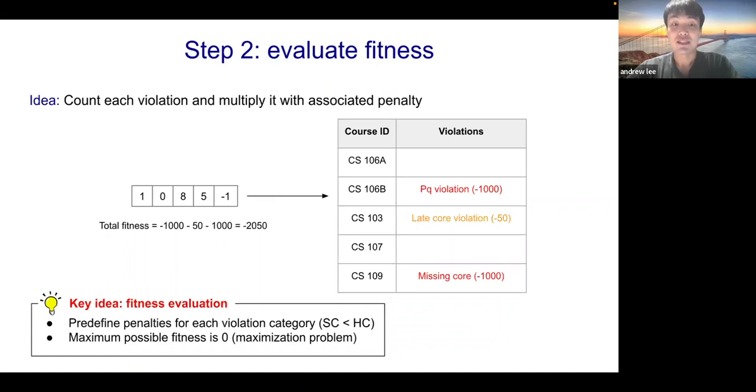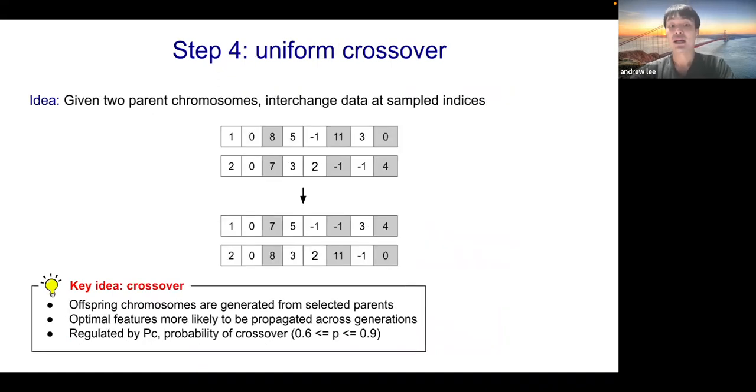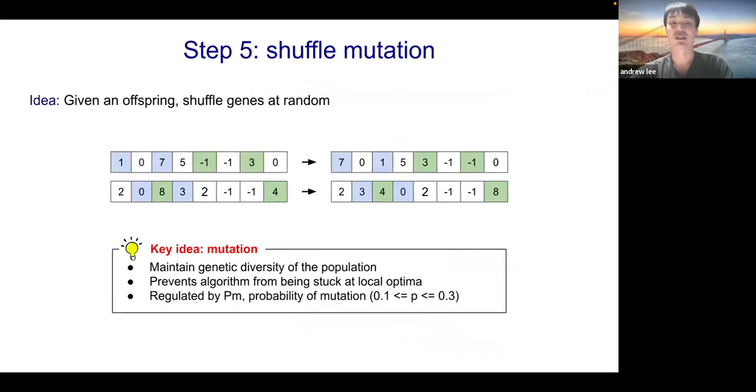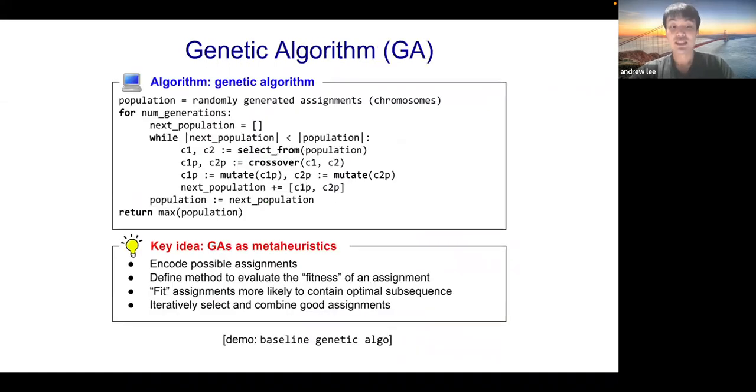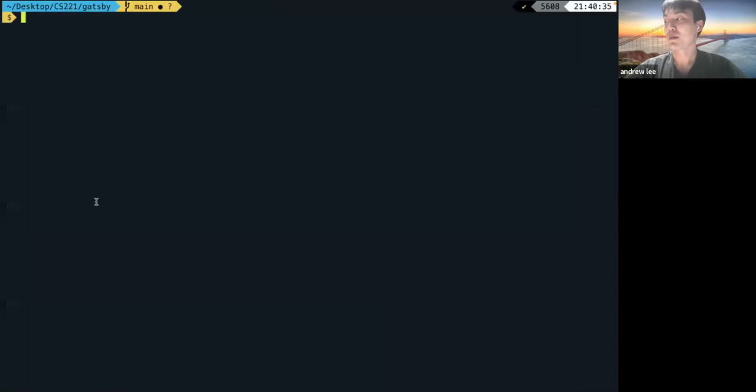Next, we have to evaluate fitness of these chromosomes. The way we do this is we apply penalties based on hard constraints and soft constraints broken. Then we rank our chromosomes and select chromosomes with highest fitness to be passed on to the next generation. Then we apply our crossover function, then mutation function for diversity. So this is the genetic algorithm. Now I'd like to demonstrate how the baseline genetic algorithm works and pass on to Simon.